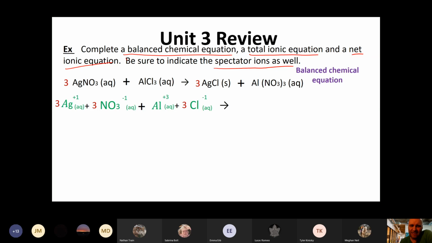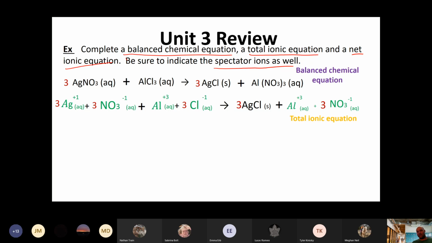Arrow. When it comes to the 3 AgCl, it's in the solid state, so we don't break it up. That's the whole point of this question, to see what ions are forming the precipitate. Then we've got aluminum nitrate, so we have aluminum plus 3 and nitrate minus 1, aqueous, aqueous, and a little balance there. That would be your total ionic equation.